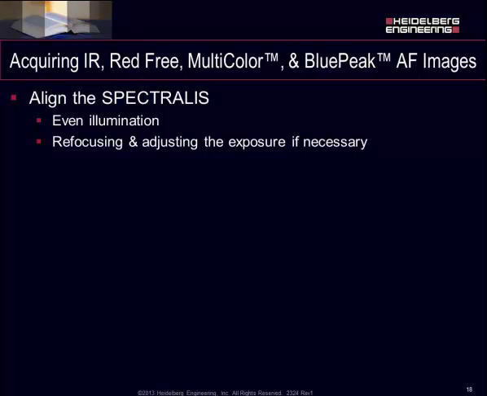The first step is to align your camera. When you're aligning the camera, you want to make sure that each corner and each side of the photograph is evenly illuminated, so you don't want one side or the top or the bottom darker than the other side. You also want to make sure that your image is focused and that your exposure is correct, so you don't want your image too bright or too dark.